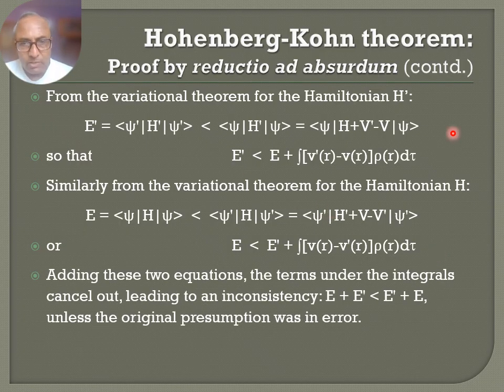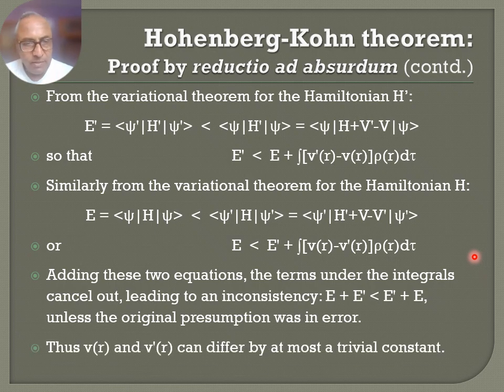Adding these two equations, we see that the terms under the integrals cancel out, so we have the inconsistency E plus E' is less than E' plus E. That obviously cannot be true, and therefore the original presumption was in error. In other words, V(r) and V'(r) can differ by at most a trivial constant. Okay? If V(r) and V'(r) differ by more than a constant, they cannot be associated with the same electron density.